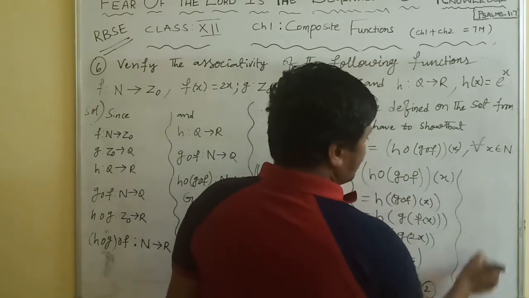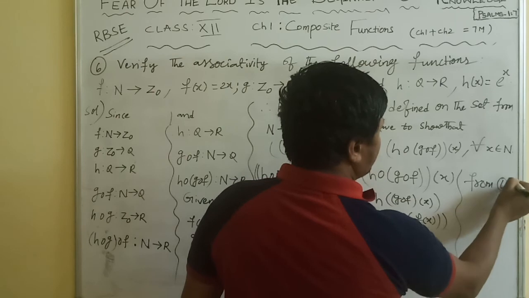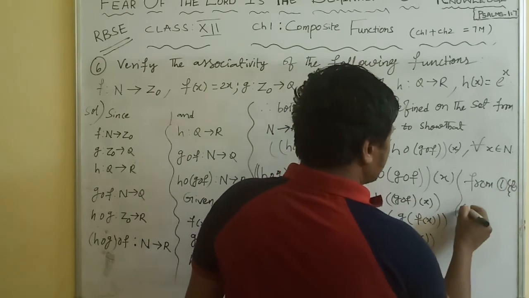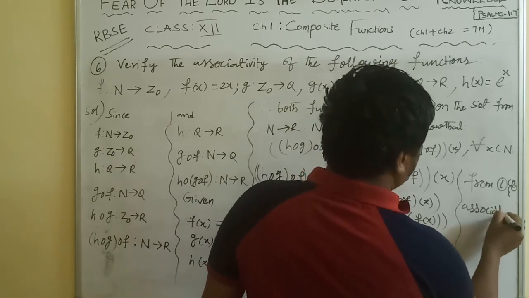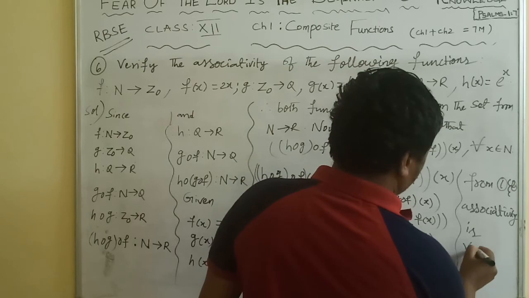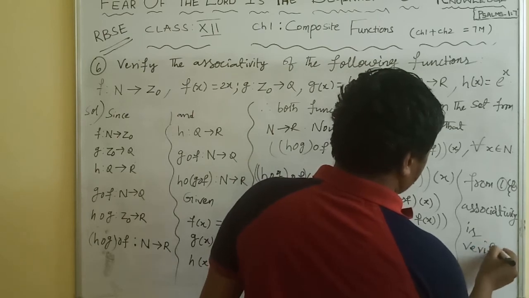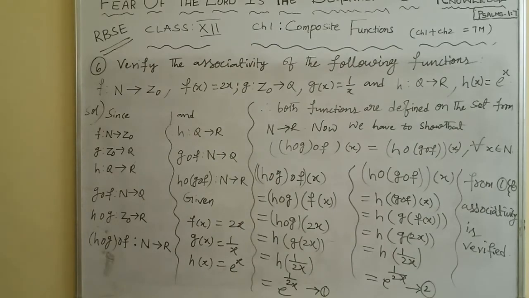So at last, from 1 and 2, associativity is verified. So this is about your final problem. I hope you all understood. Let's move on to the next.